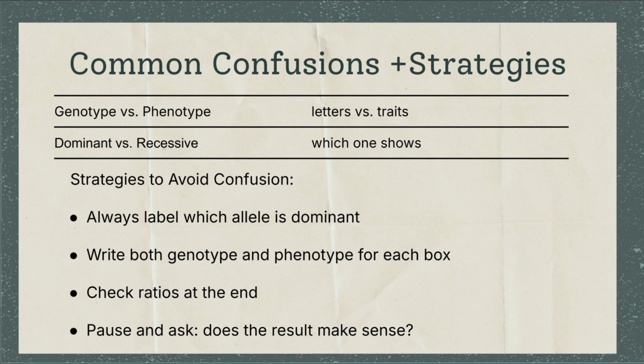And some strategies to avoid the confusion is to remember to label which allele is dominant, and also make sure to write both genotype and phenotype for each box. This helps me be able to remember that genotype is the letters and phenotype is the trait. Also, if you don't want to mix up ratios at the end, the way I like to do it is to check the ratios at the end and think to myself, does this ratio make sense? Is the amount of genotype I'm getting correct, or are the phenotypes looking right? Does the ratio add up?